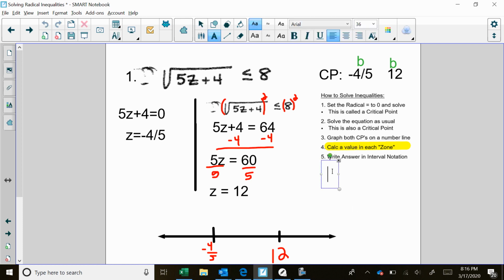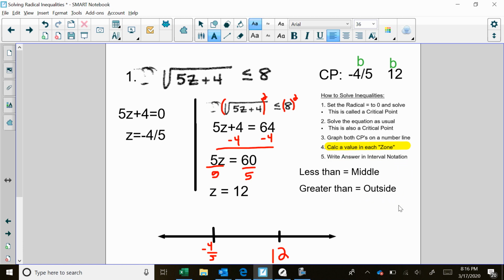All right, here is a tip. If it's a less than problem, it's going to be in the middle. In other words, this is going to be shaded in the middle between the two critical points. Here we go. If it's a greater than problem, it's going to be on the outside of the two critical points.